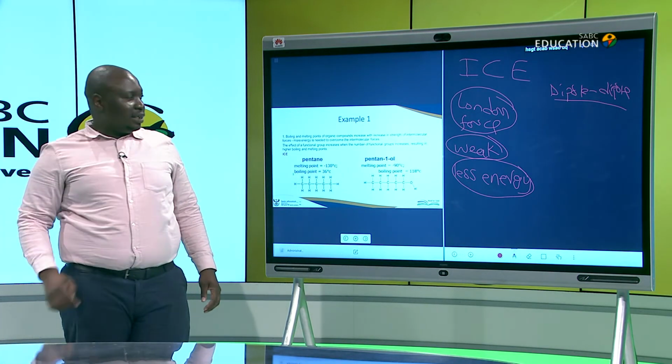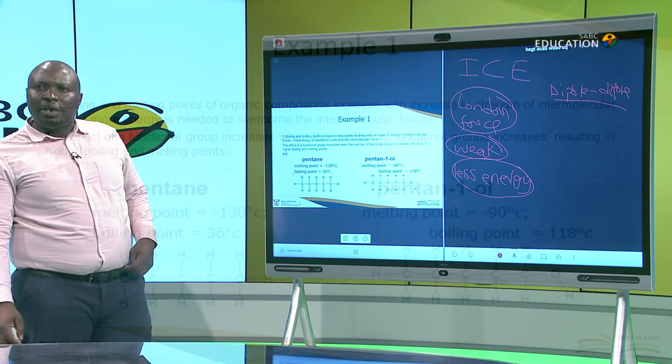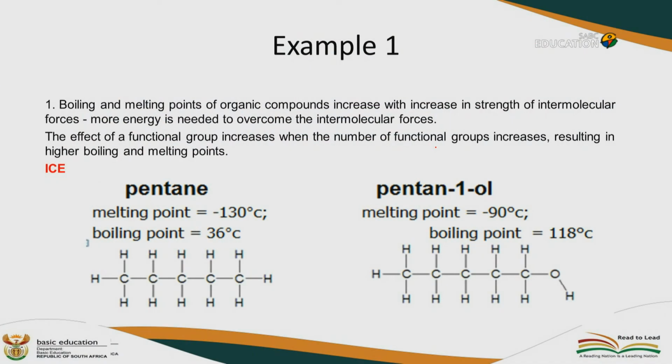Now let's look at a nice example there. We're having example number 1. We're saying there, boiling and melting points of organic compounds increase with increasing strength of intermolecular force. More energy is needed to overcome the intermolecular force. You are going to apply the same I's that I referred to. You see, I've used it very much, so I hope it's going to help you to answer the questions.